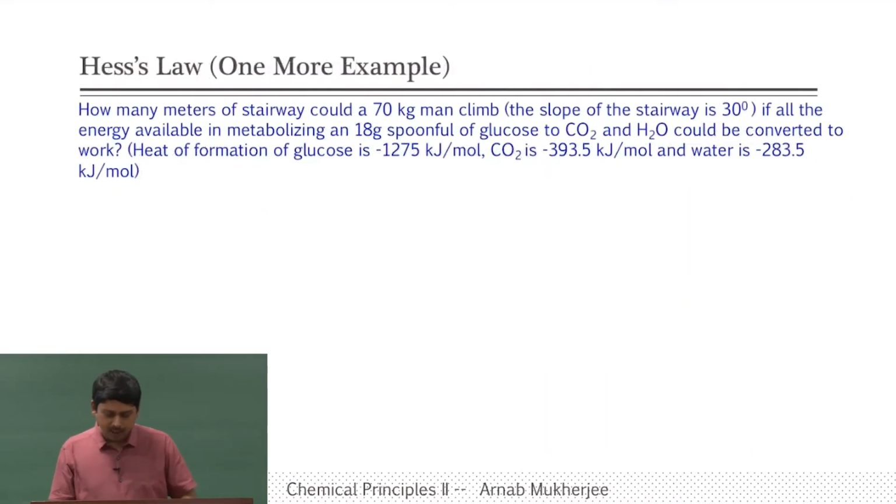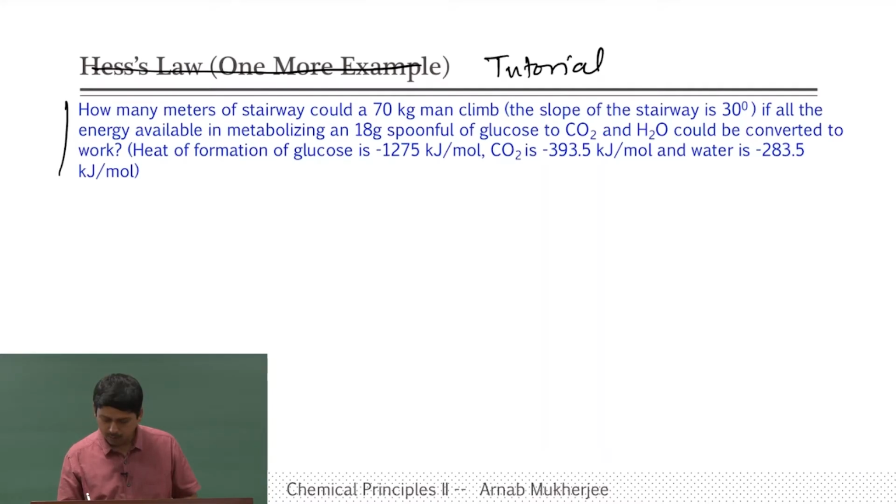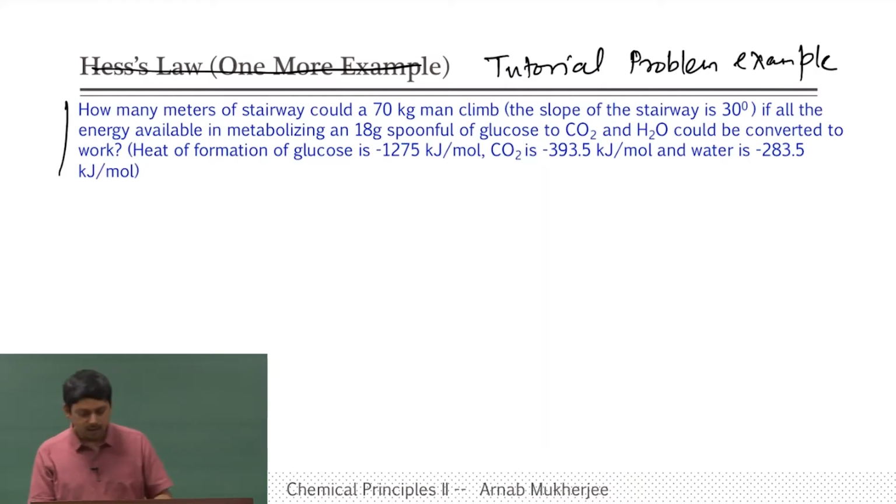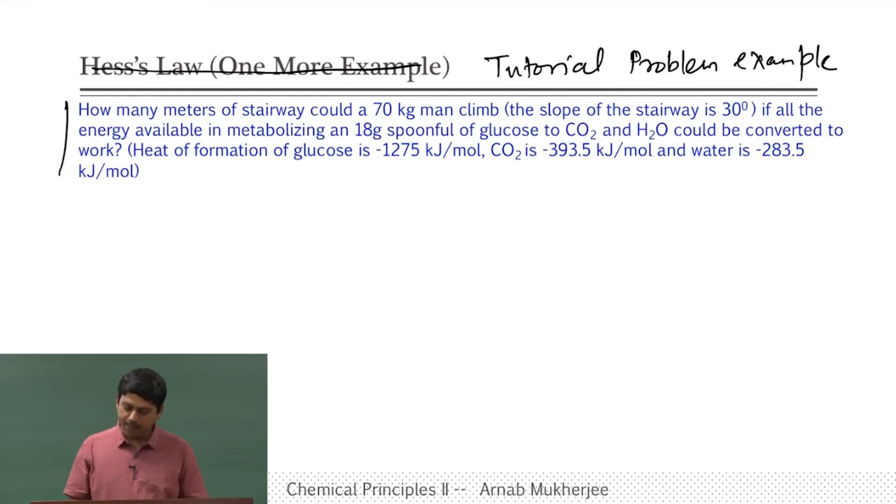Okay, so now that is being done. There is a problem here. The title is not correct, but let us say it is a tutorial problem. Example. What it says is, how many meters of stairway could a 70 kg man climb with a slope of 30 degrees if all the energy available in metabolizing a spoonful of 18 gram glucose to CO2 and H2O could be converted to work.